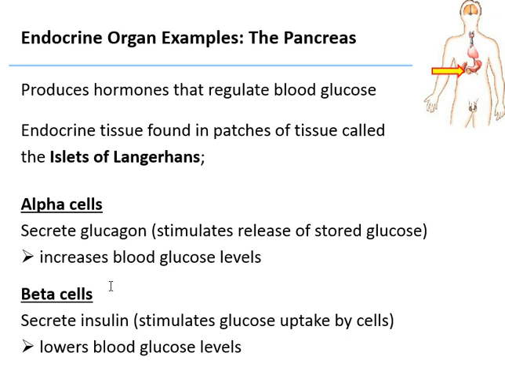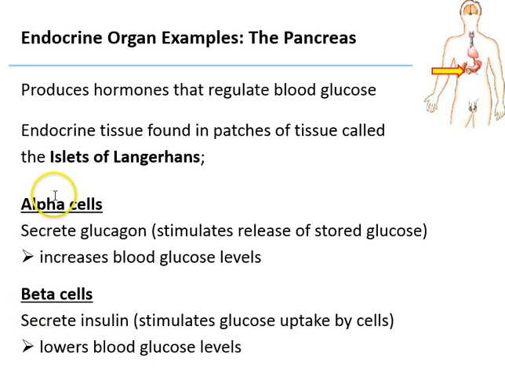This is a population of cells that produces insulin, and insulin will trigger the uptake of glucose from the blood into the cells of the body. And this is often done when you've eaten food, the blood glucose levels go up, insulin is secreted, and the glucose moves from the bloodstream into the cells of the body. This has the effect of lowering the blood glucose levels.